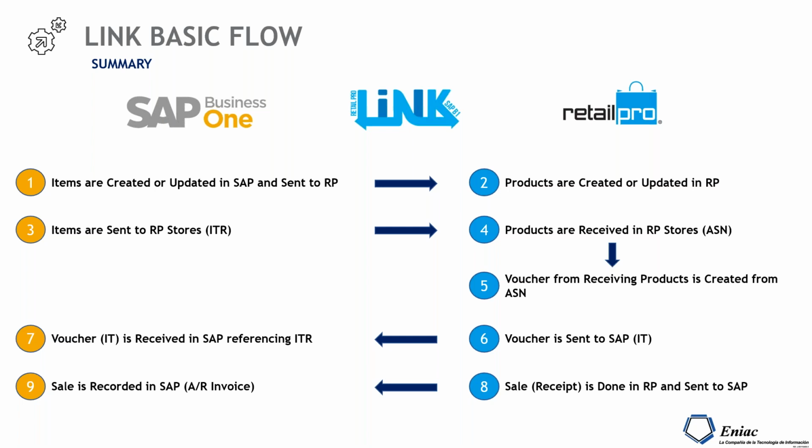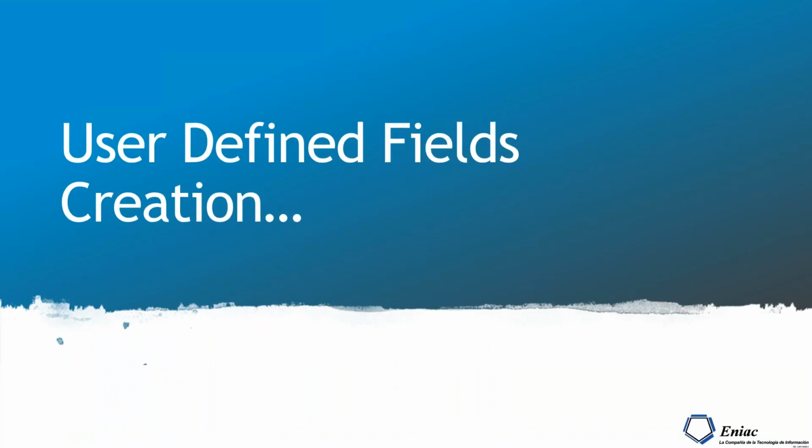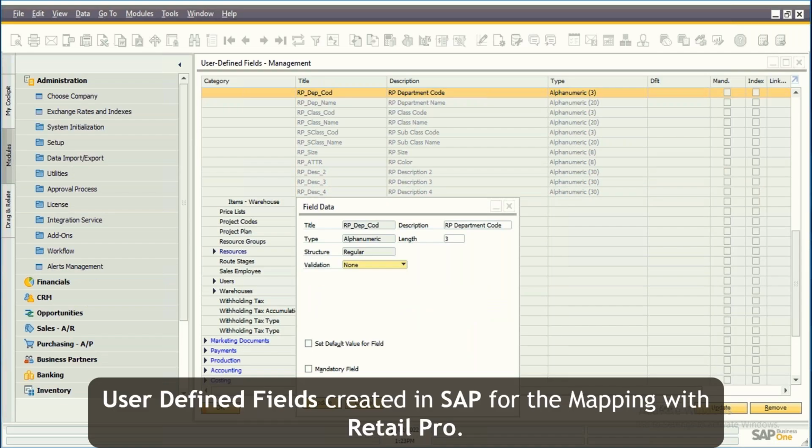I receive it in Retail Pro, I update the inventories in both systems, and then I make a sale, and you will see how the inventories are synchronized between SAP and Retail Pro. Okay. The first thing that we have to do, you see this is SAP Spring, is create some user-defined fields.